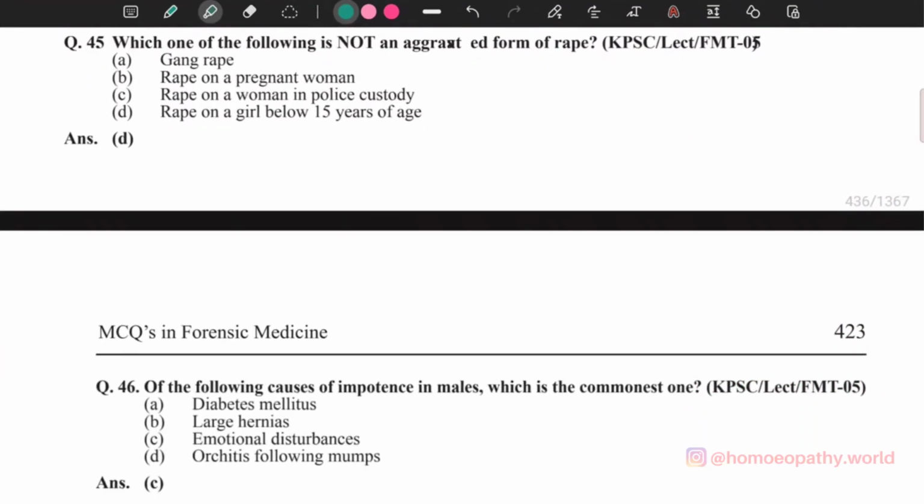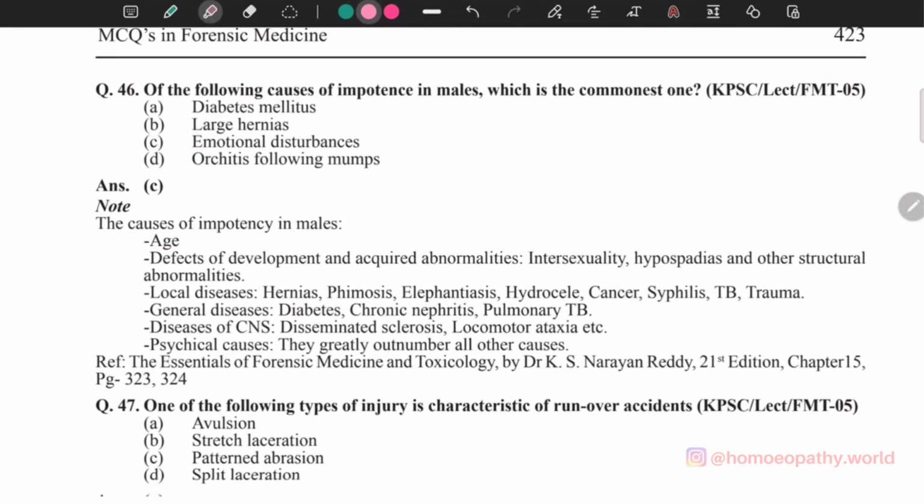Let's move on. The next question number 45 is, which one of the following is not an aggravated form of rape? So A. Gang rape is an aggravated form of rape. Yes. B. Rape on a pregnant woman is again an aggravated form of rape. Rape on a woman in police custody, aggravated form of rape. And D is not an aggravated form because it's a normal rape that is seen, rape on a girl below 15 years of age.